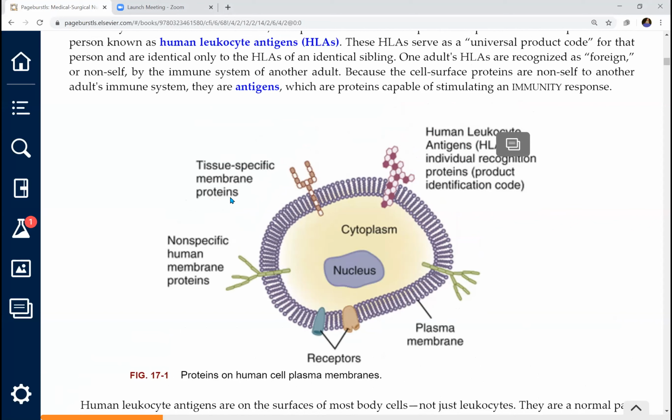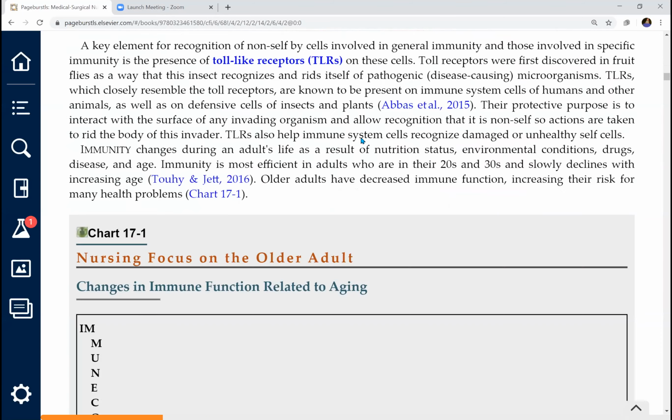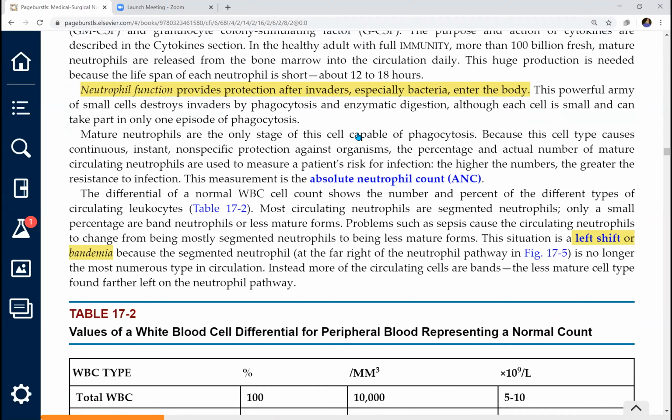So as your white blood cells, your immune system cells, circulate and then bump into or encounter various cells in your body, as long as the HLAs match, then they recognize the cell as self. Otherwise, it is automatically non-self, and therefore they will stimulate or activate the immune system to grow and multiply, and then find and destroy that invader.